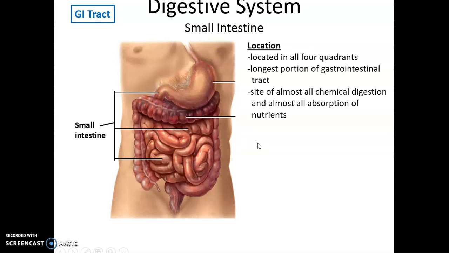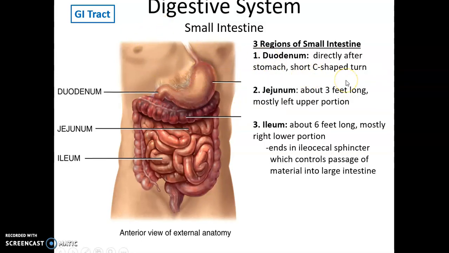The small intestine is located in all four abdominal quadrants, and it is the longest portion of the gastrointestinal tract. The small intestine is also where almost all of the chemical digestion and almost all of the absorption of nutrients occurs.